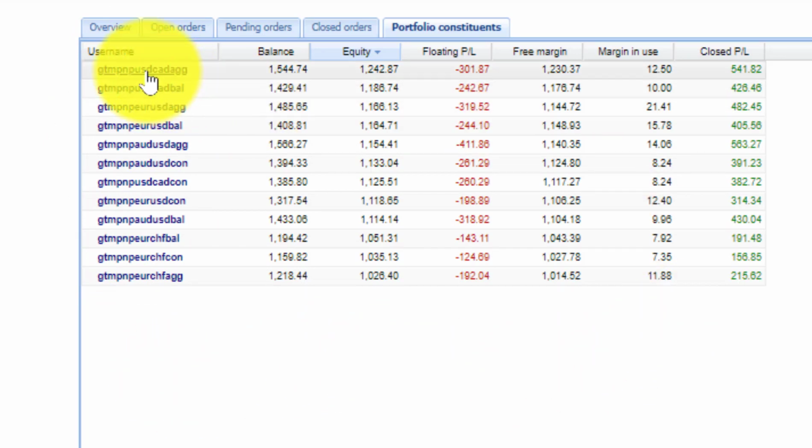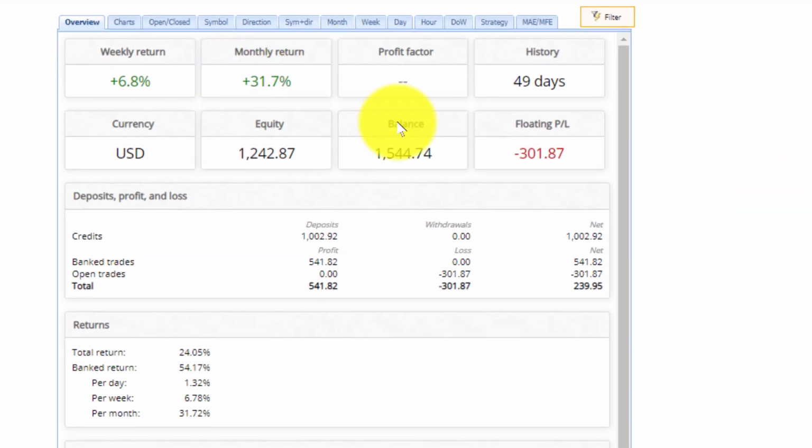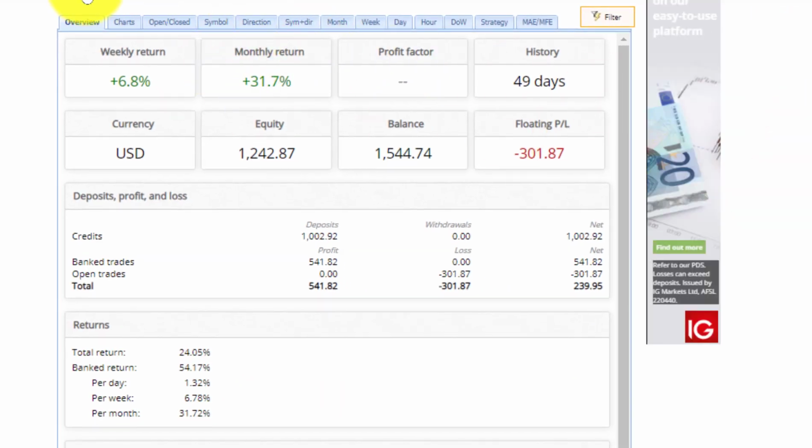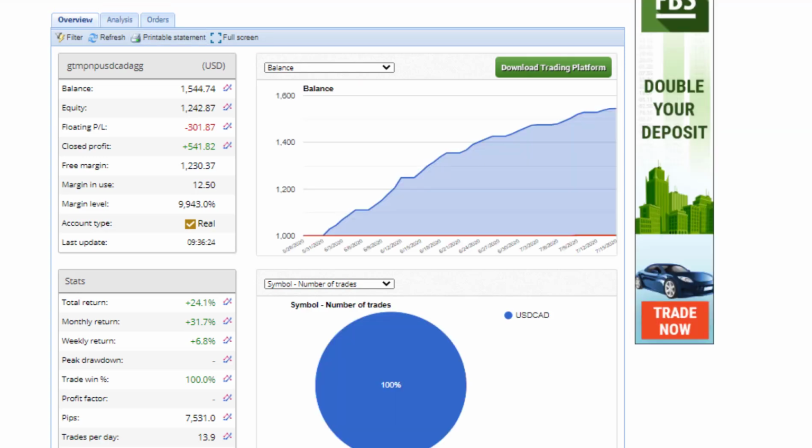And then if I click on the actual account name, it will take me to the actual account details, and let me just go to the statement, and you can see how this particular account is doing. Also, the chart's nice and upright. This particular account has 100% success rate. It has generated 7,500 pips. Now, just sit back and think about that. That's 7,500 pips over a 6 to 7 week period. That's a lot of pips, and it has generated a return of 24%, which is not bad at all.